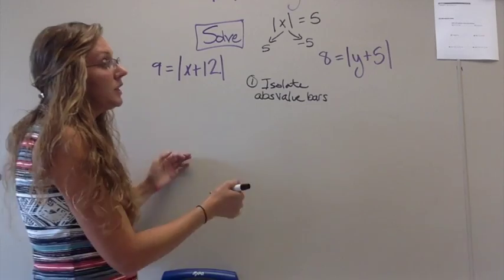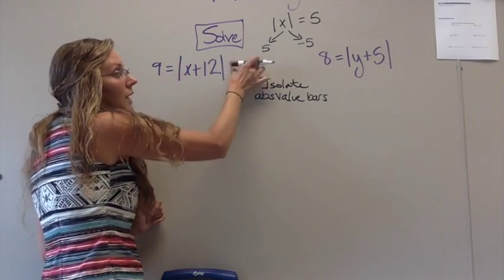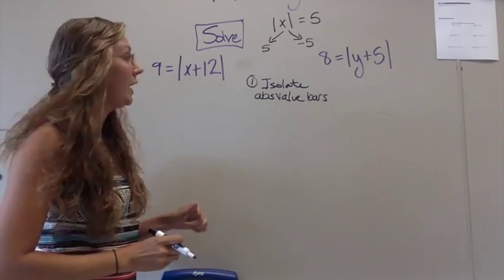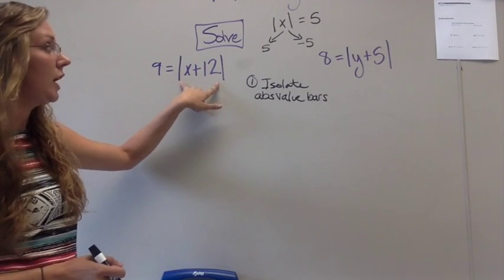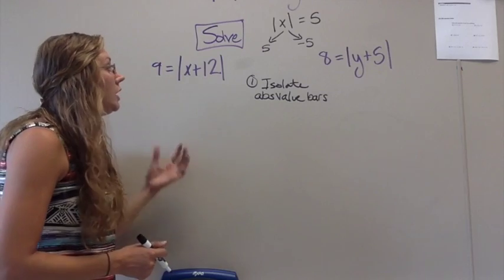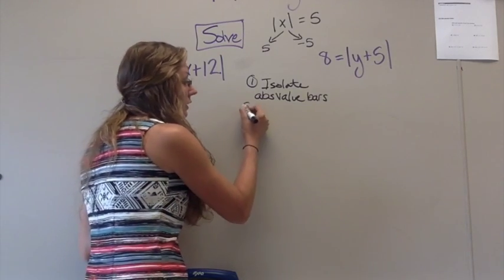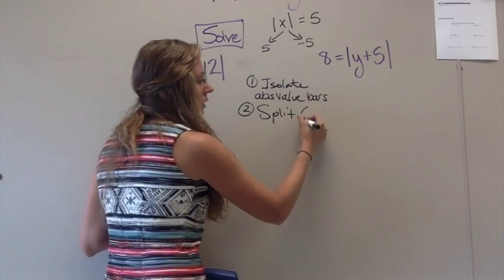Now, we're going to see examples later where we have a +3 or a ×2 in front. Right now, we're going to work easier to harder, okay? A little bit easier. After you have isolated your absolute value bars and everything that's going on inside, after that's the only thing on one side of your equation, then you're going to split your equation into 2 pieces.